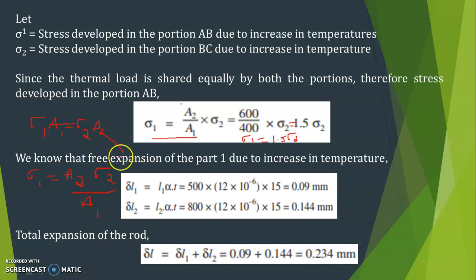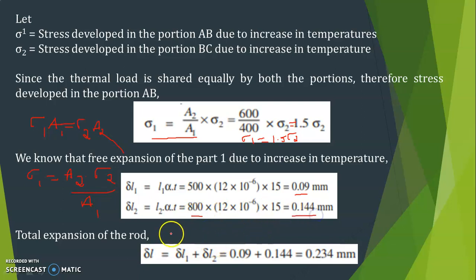Okay, next, we know the free expansion of the part due to increase in the temperature. The deformation is given by, if there is a temperature change, delta L1 is equal to L1 into alpha into T, right? What is L1? L1 is 500, alpha is 12 into 10 raised to minus 6, and T is 15. It is given. So calculate delta L1 and delta L2, that is L2 alpha into T. L2 is 800 and alpha is 12 into 10 raised to minus 6 into 15.